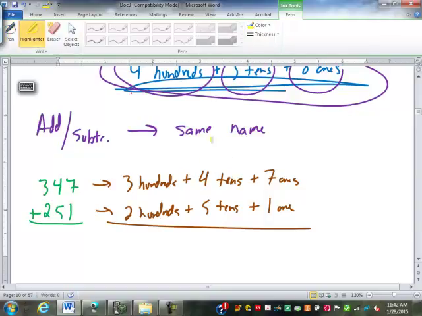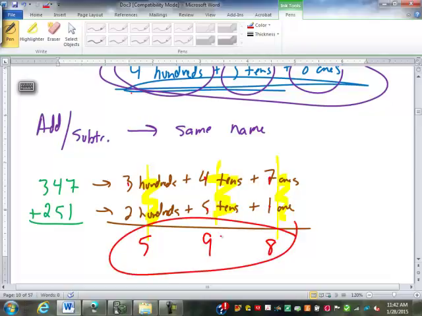Way back when you first learned how to do multiple digit addition, you were taught you have to line up the columns. Well, that's because you can only combine tens with other tens, and hundreds with other hundreds, and ones with other ones when we add or subtract. So once those columns are lined up, all we're doing is combining. 3 and 2 makes 5 hundreds, 4 and 5 makes 9 tens, and 7 and 1 makes 8 ones. You get 598.